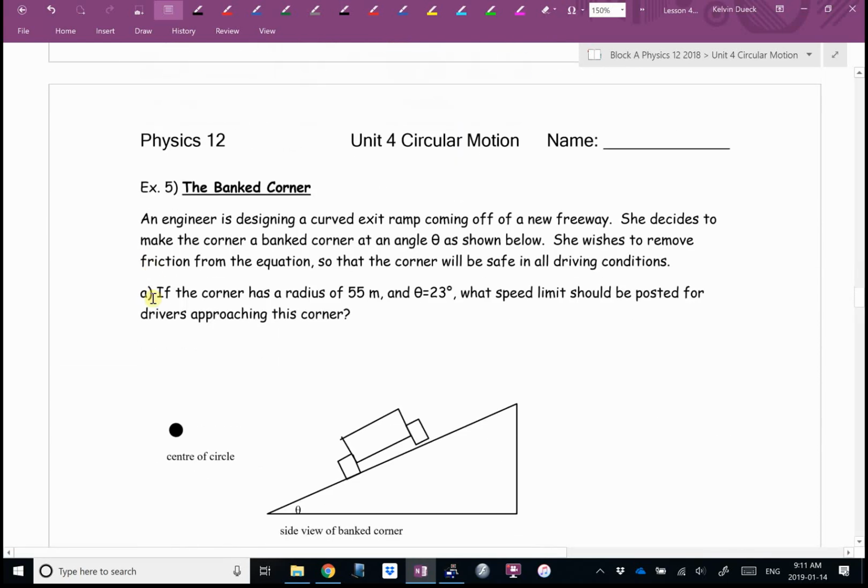I definitely like example 5. Example 5 is a nice question.